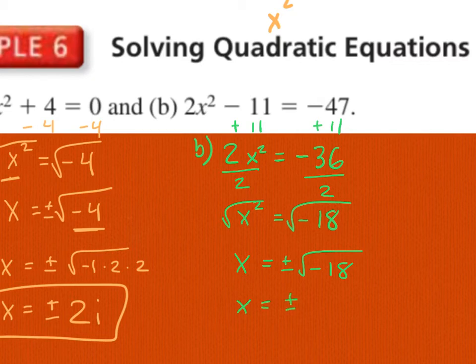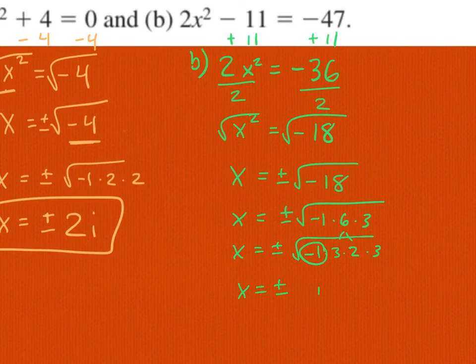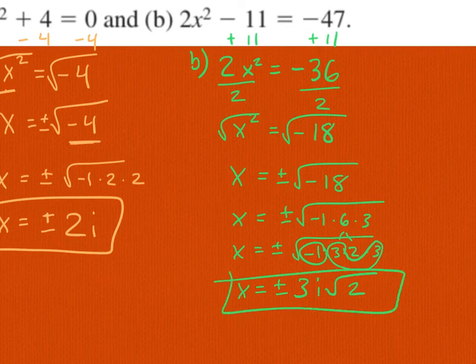Now we need our factors of negative 18, which are going to be negative 1 and 6 times 3 gives us 18. We can take this one step further. Say negative 1, 6 breaks down into 3 times 2. So we take out our negative 1, change it to an i. And then we can take out our pair of 3's. So this is 3i. But we're left with a 2 inside of our square root, so we have to keep that under the square root. So x is equal to plus or minus 3i square root 2.